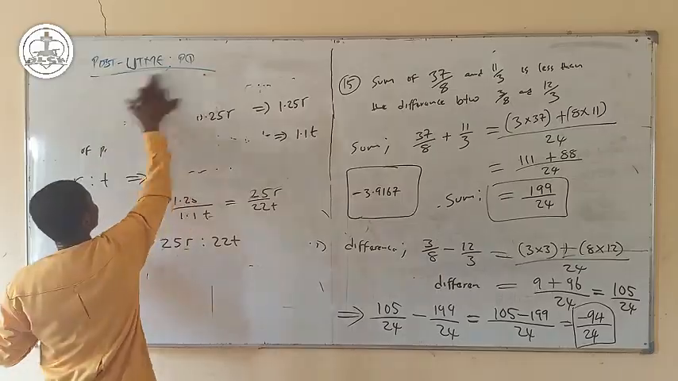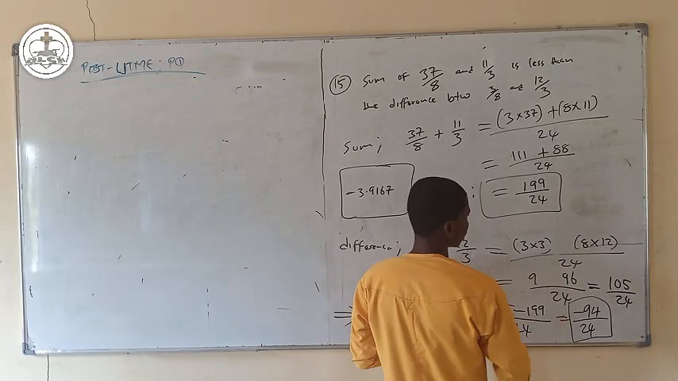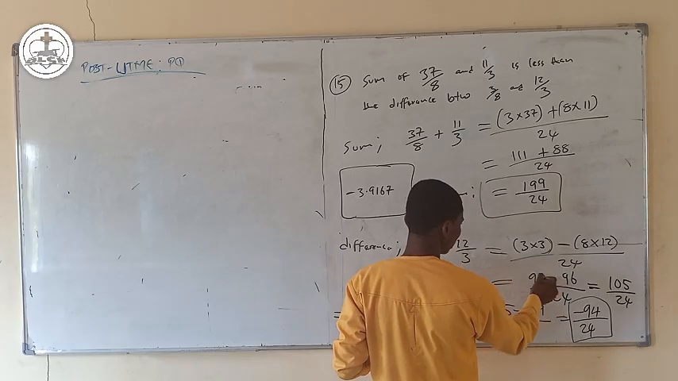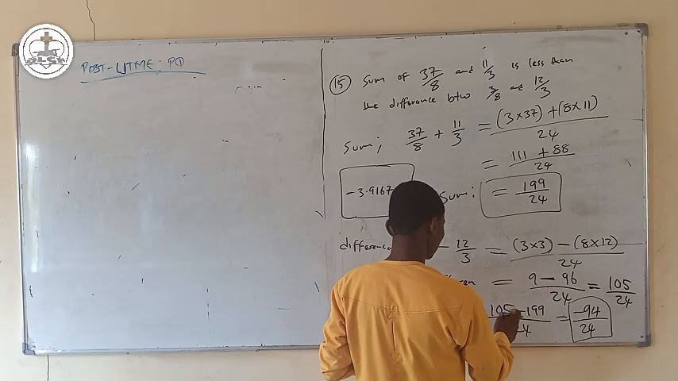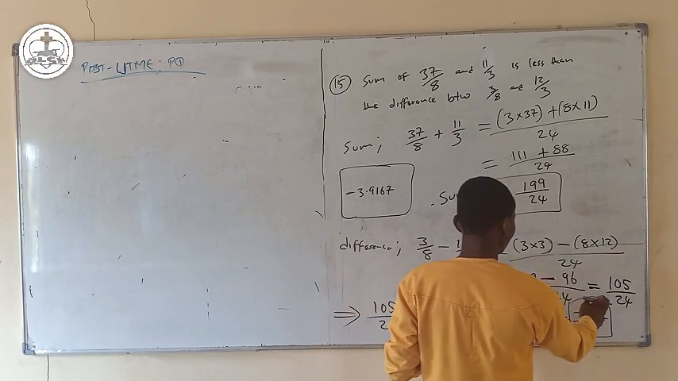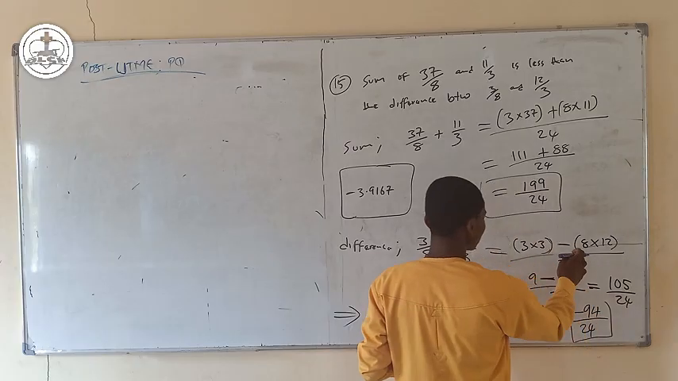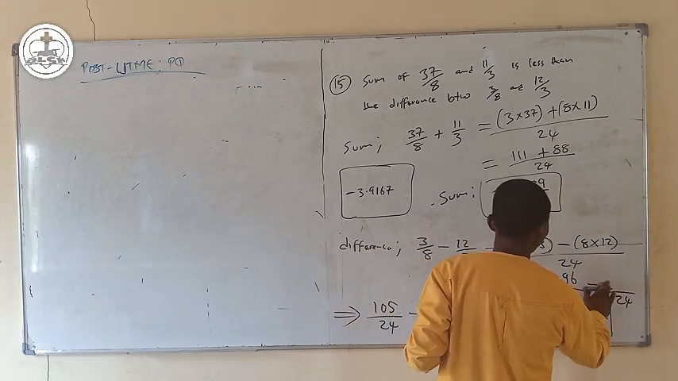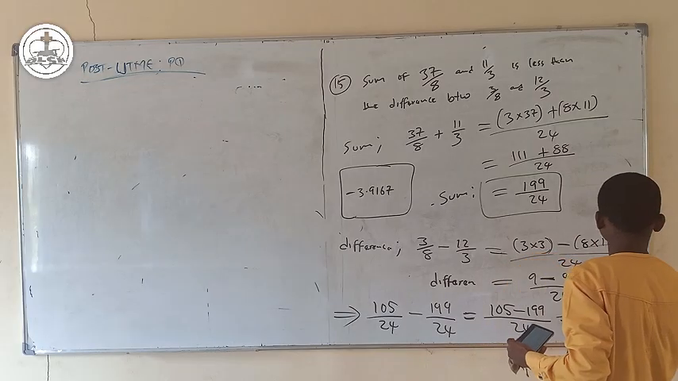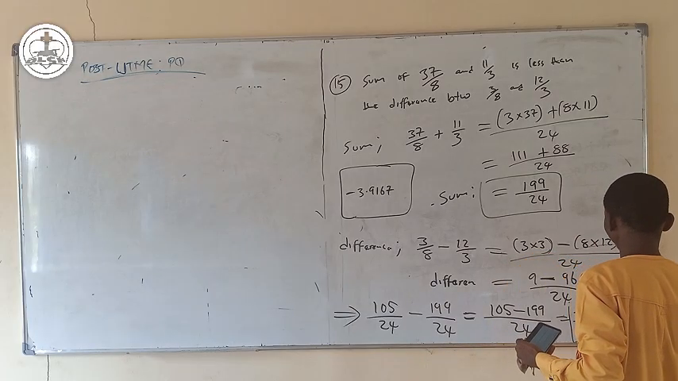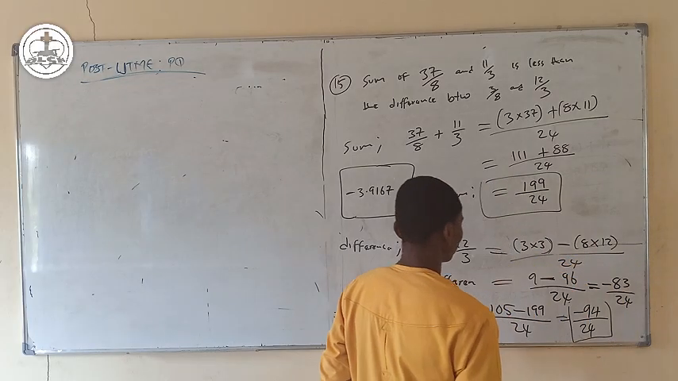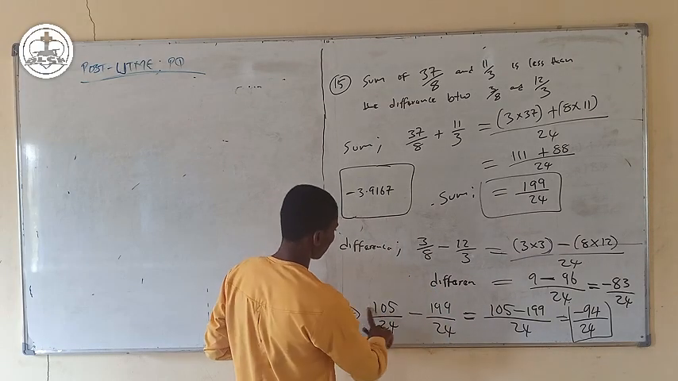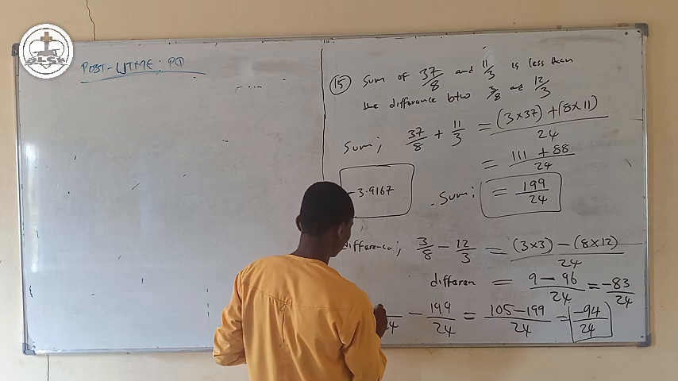this is 15. Okay. We made a mistake with the sign here. We are supposed to have a minus sign here. We're supposed to have a minus sign here for this. So this is supposed to be 9 minus 96, which will give us minus 83. And we're supposed to have what here? Minus 83.